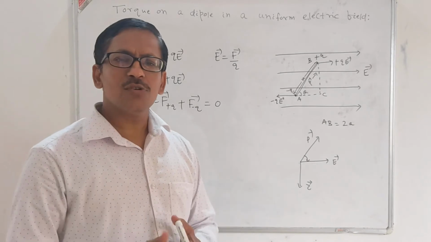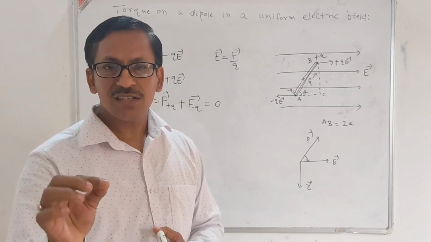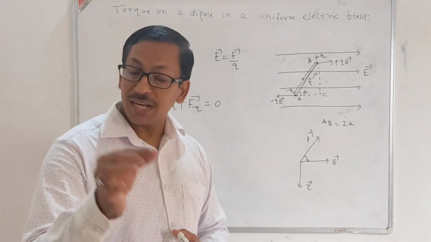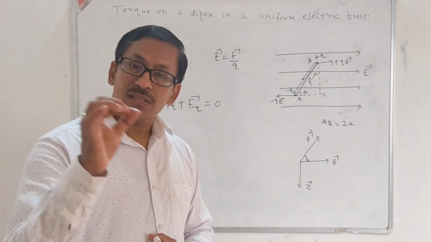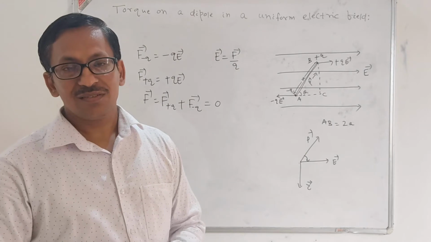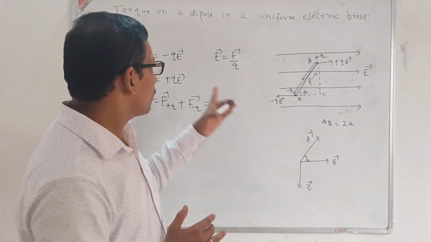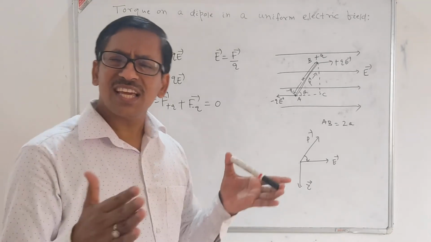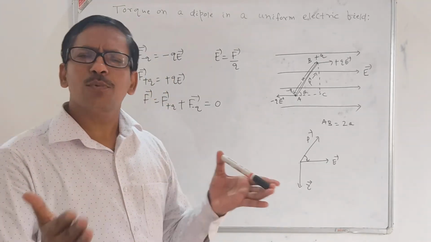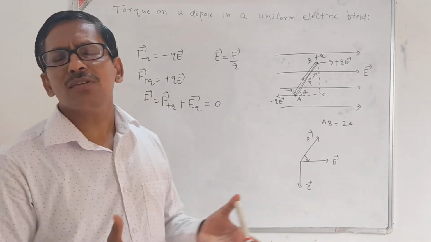So in CBSE, a question is asked: prove that when an electric dipole is placed in a uniform electric field, there is no translatory motion. How to prove this? Just find the force on minus q, the force on plus q, then take the sum, so the net force is 0. So there is no translatory motion.